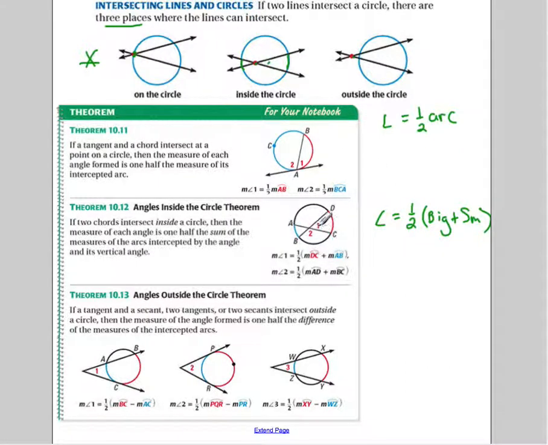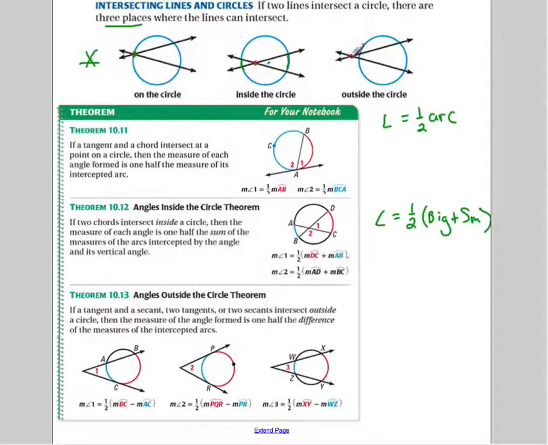If I look at angle 1, I'll have DC plus AB, and then I'll divide that by 2. To find angle 2, I'll look at AD out here and BC right here. So it's kind of, by extension, the intercepted arcs.